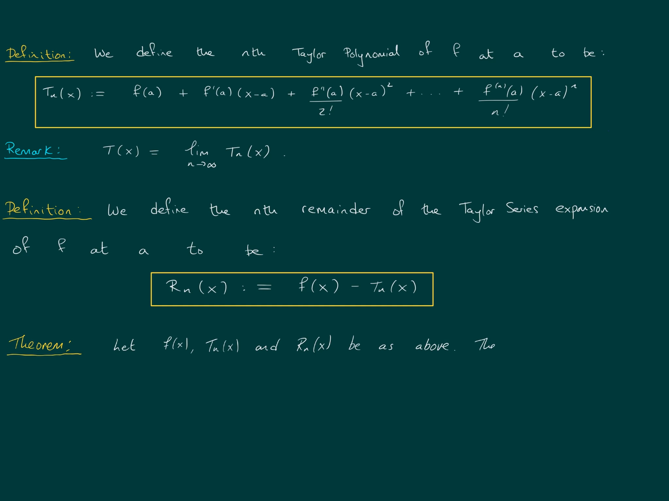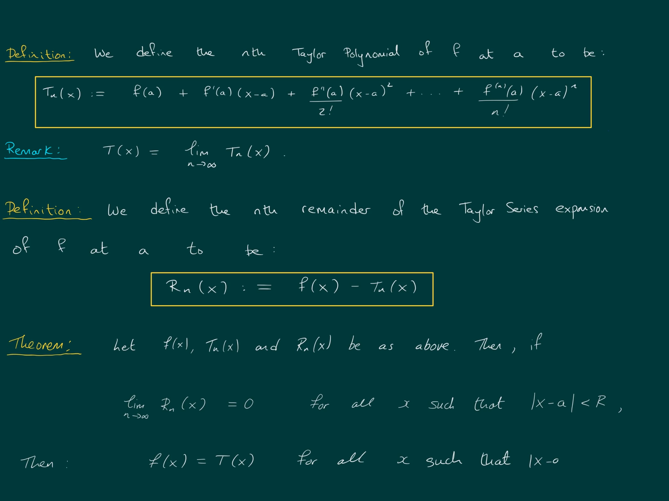Then, if the limit as n goes to infinity of Rn x equals 0 for all x such that the absolute value of x minus a is less than r, i.e. the interval a minus r to a plus r, then f of x equals T of x on this interval. So for all x such that the absolute value of x minus a is less than r. Okay, so this is what we were looking for. This is a crucial theorem.